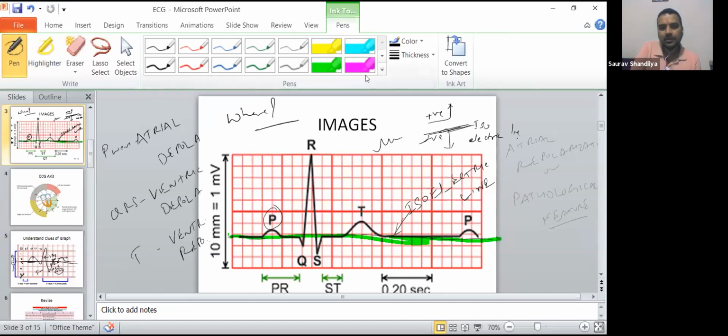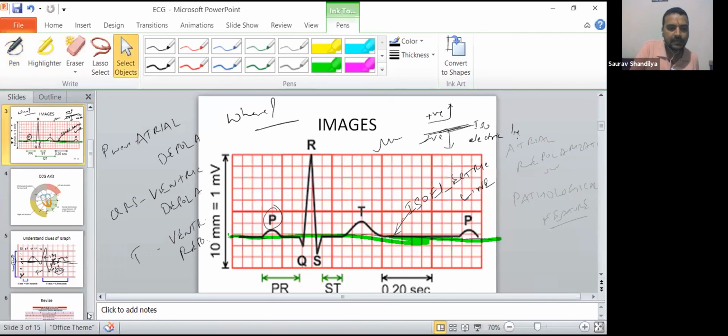So why the isoelectric line? I am giving you more stress on it, because once we learn about the different types of graphical representation, at that time you will understand why the isoelectric line is important, why it is going positive, and why it is going negative. Well, so till here we have discussed the overview of the ECG.